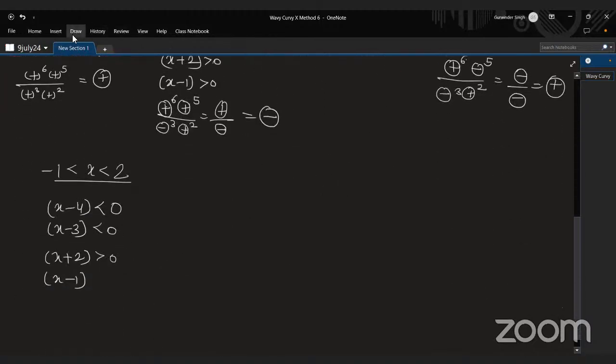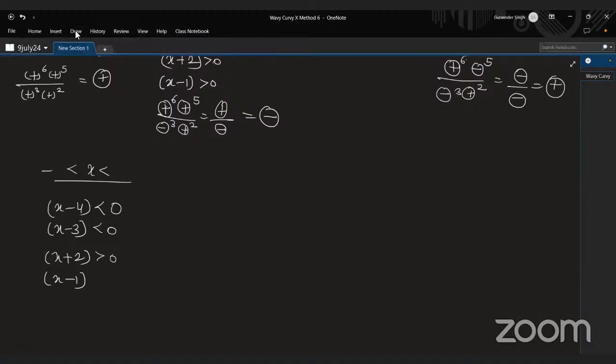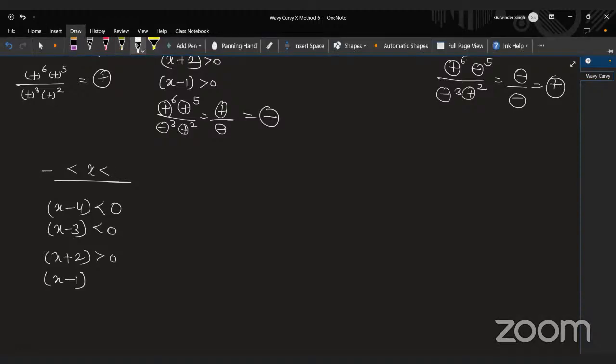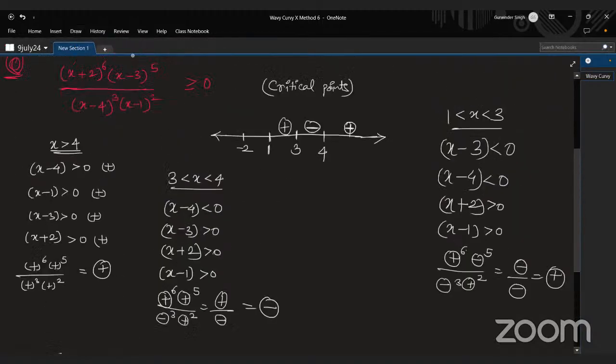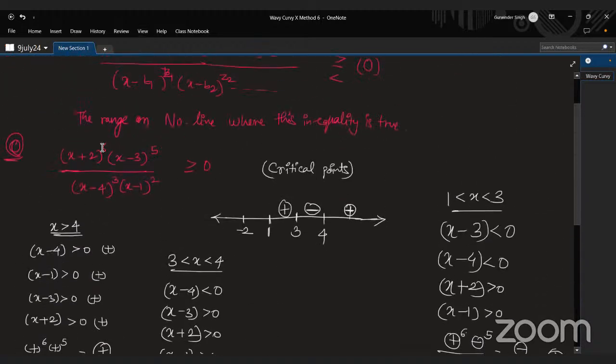Yeah, it should be minus 2 and 1. Sorry, I wrote it wrong again. It is minus 2 and 1. So x minus 4 is negative, correct? x minus 3 is also negative. x plus 2 is positive, right? And x minus 1 is negative. Correct, negative. So again, put it in that function.